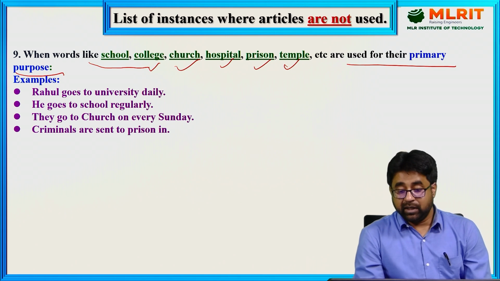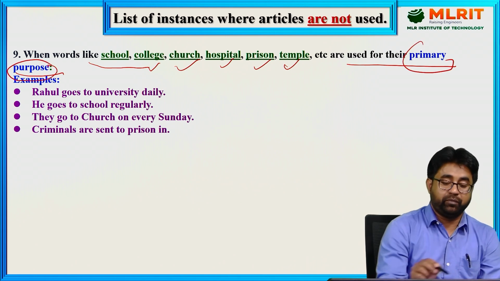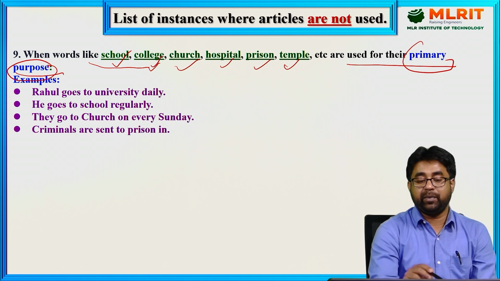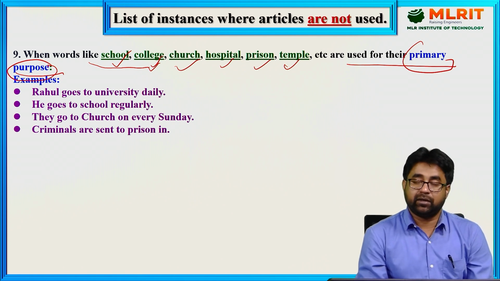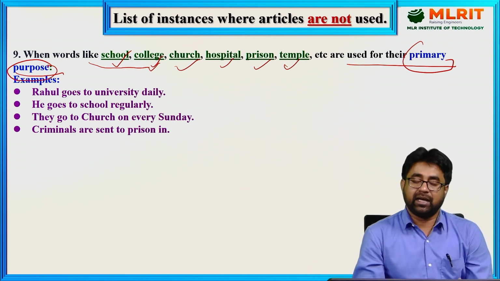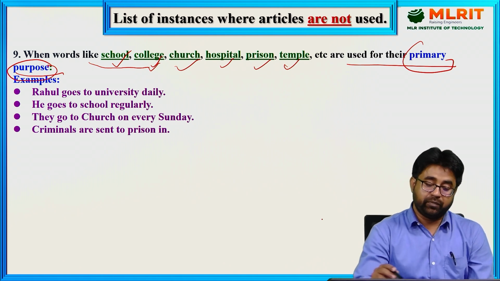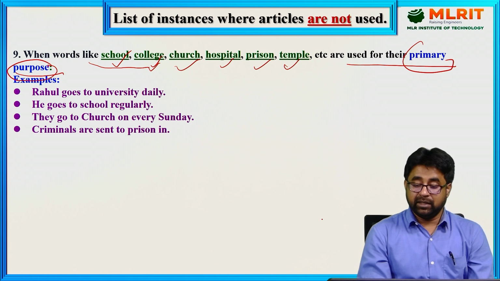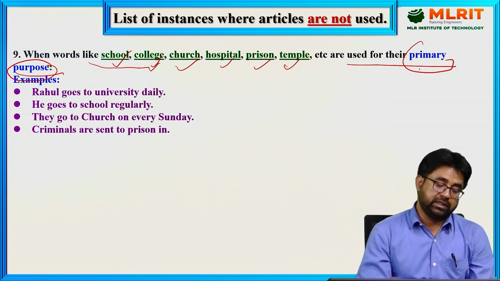You can see, when they're used for their primary purpose, so if these words are being used for their primary purpose, then we are not supposed to use any article before them. But in all other cases, we can use an article. According to the context, we need to decide what kind of article we have to use. But you have to remember here that if they are being used in a sentence for their primary purpose, then we are not supposed to use any article. Now, what are the examples?